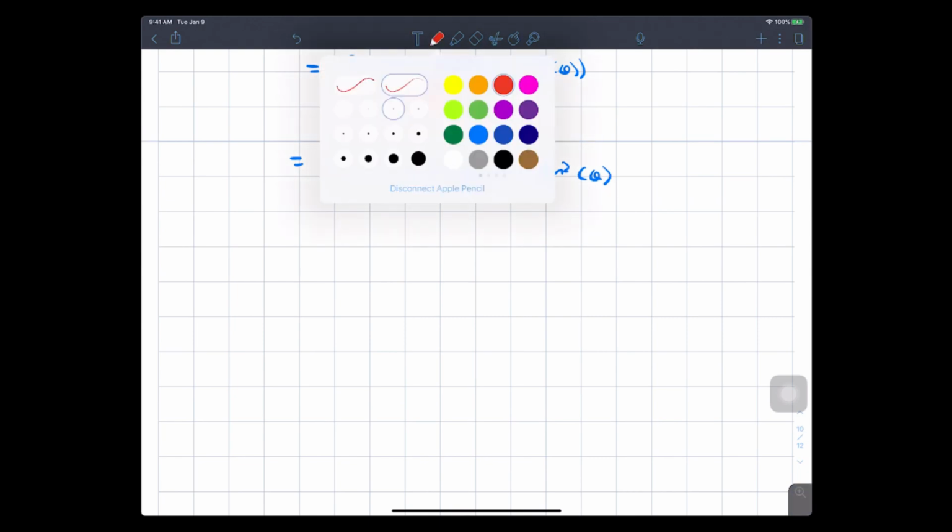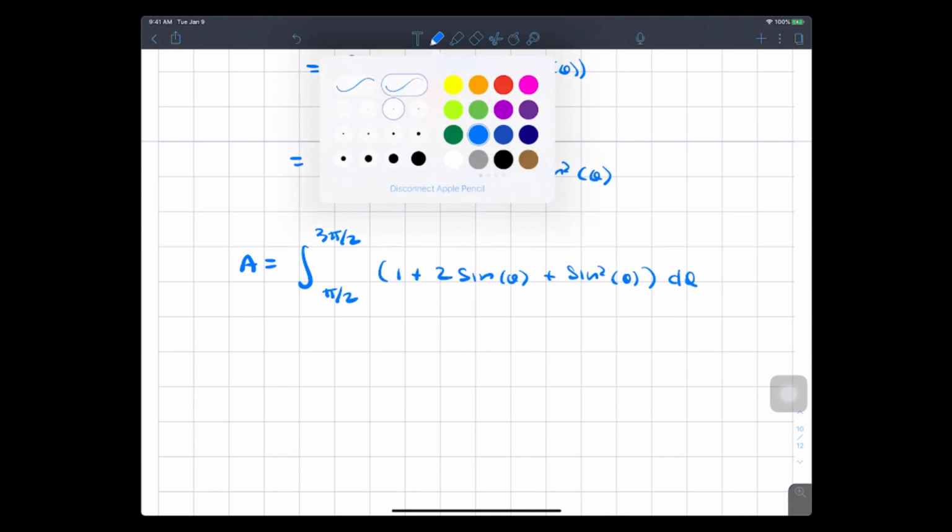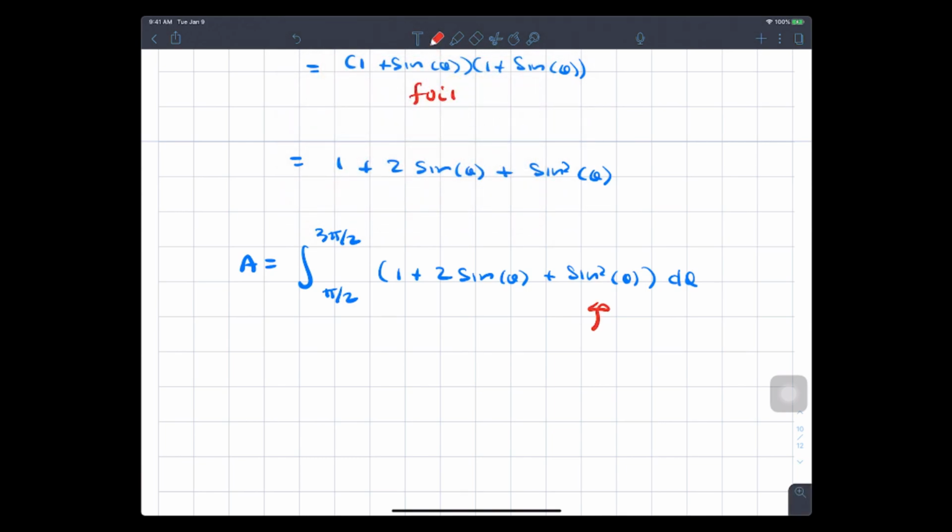So the area formula will be the integral from pi over 2 to 3 pi over 2 of 1 plus 2 sine theta plus sine squared theta d theta. When you integrate, because you have a sine squared, you have to replace that with an identity. That's 1 minus cosine 2 theta, over 2. For sine squared, this is subtraction.